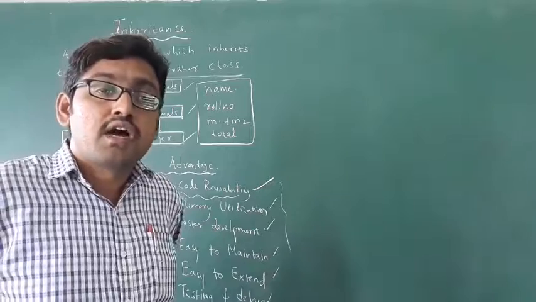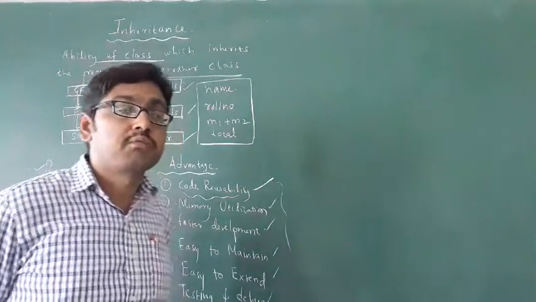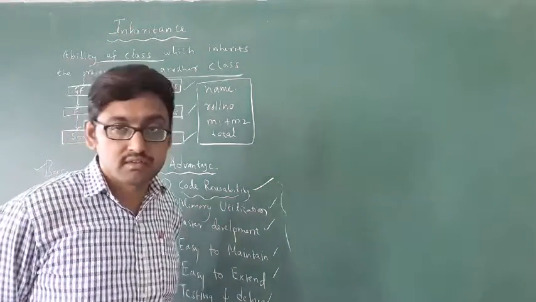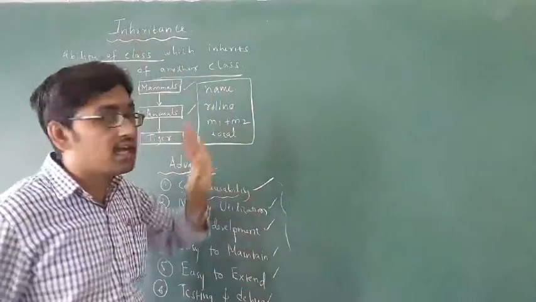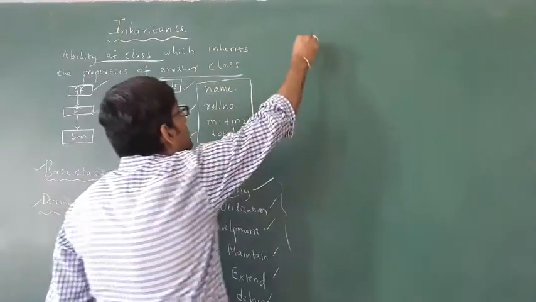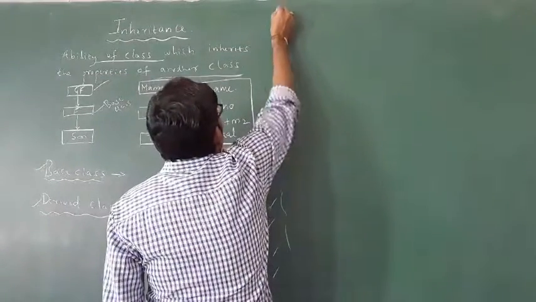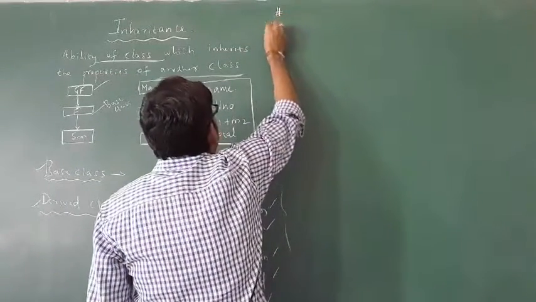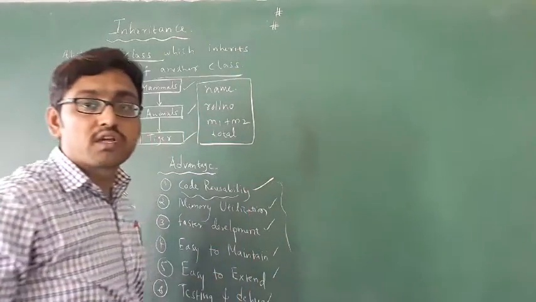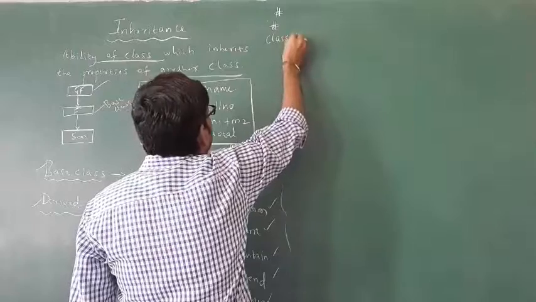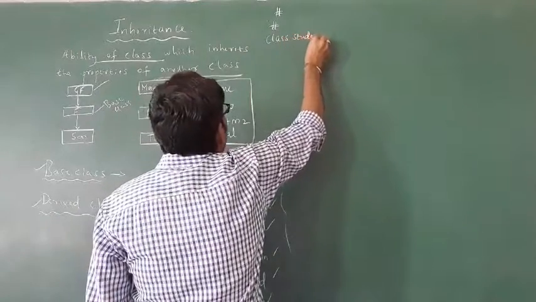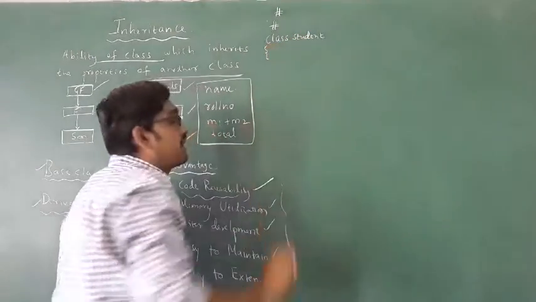You remember, always in inheritance programs, you have to use two classes. How to write two classes? First I am writing one class. See, the program always starts with #include <iostream.h> and #include <conio.h>. Then I am taking one class, student.